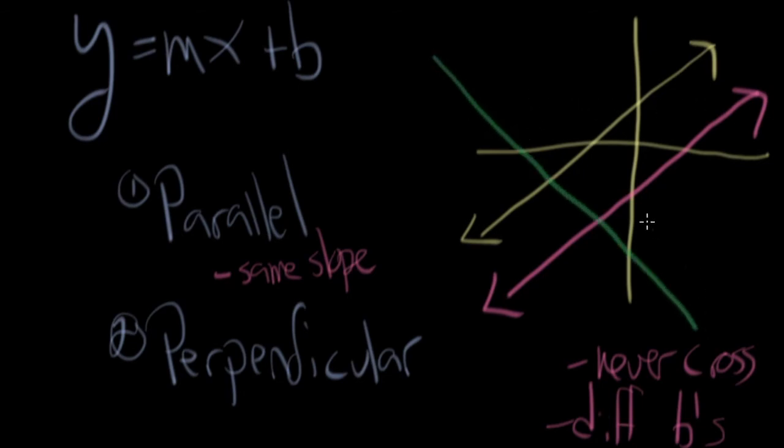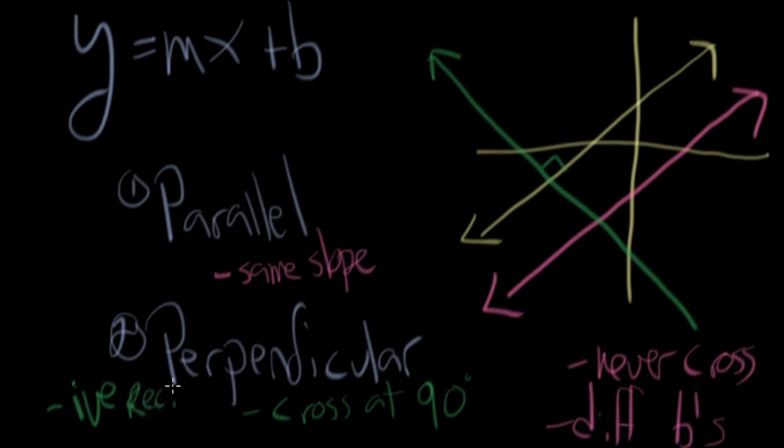Now, perpendicular lines, so perpendicular lines are lines that cross at 90 degrees. So there we go. Nice little 90-degree sign like that. And these do cross. So they cross at 90 degrees. And you can kind of see that there. And they have a different type of slope. They have something called a negative reciprocal. Now, that seems really complicated when I say it.